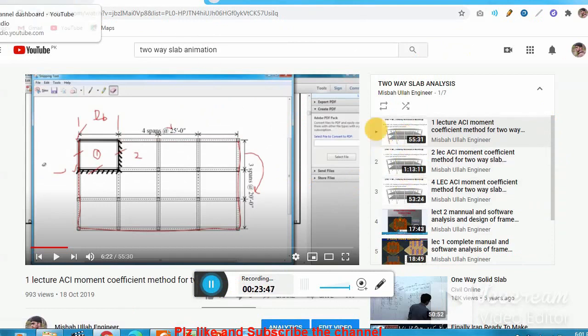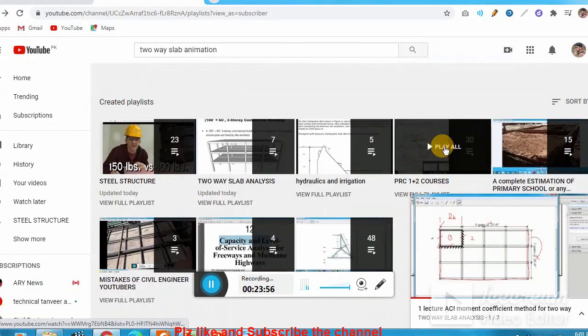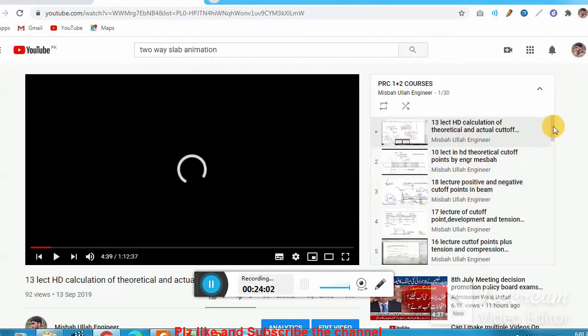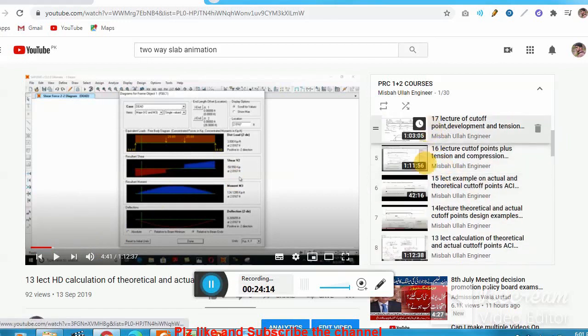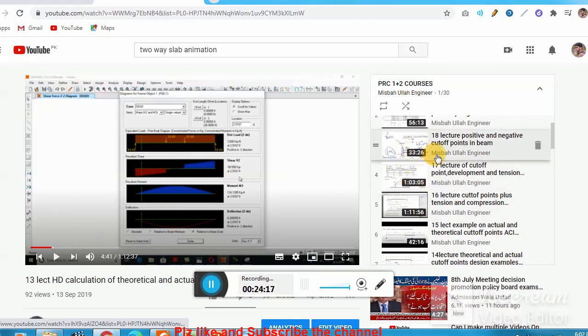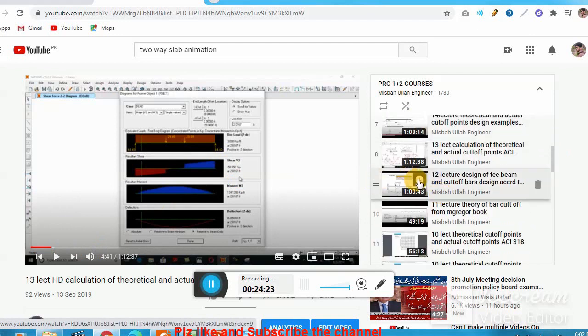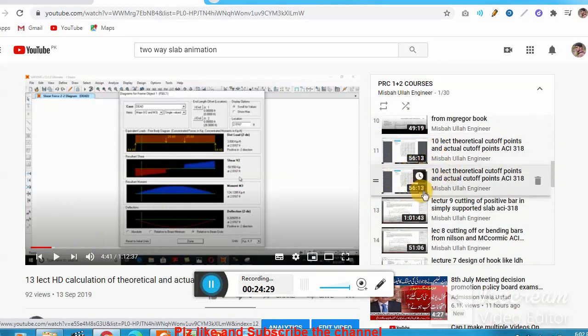And one thing more, you have to watch the detailing of reinforcement in this playlist: the development length, how to hook the bars, and the theoretical cut-off points and actual cut-off points. You will understand what is a theoretical cut-off point and what is an actual cut-off point. Similarly, you see all these videos on the detailing of steel. I have done some examples on how to detail, and the T-beam design, and how to use the graphs to provide bent up bars.